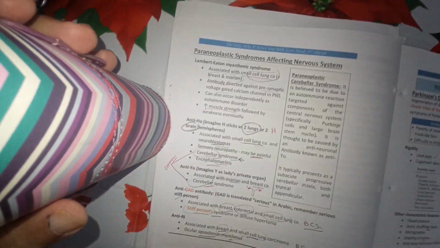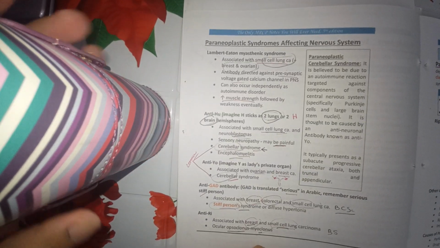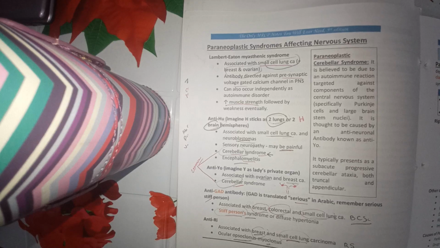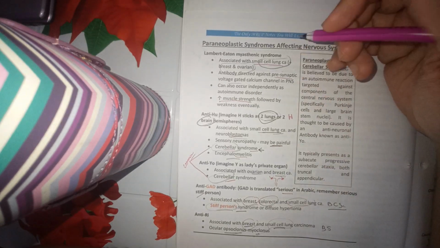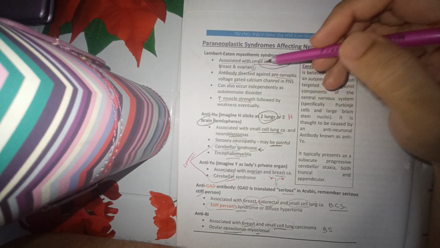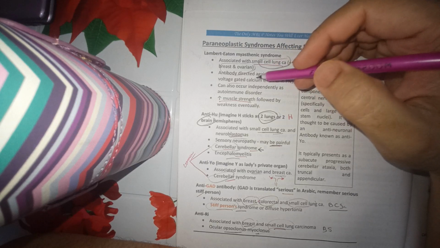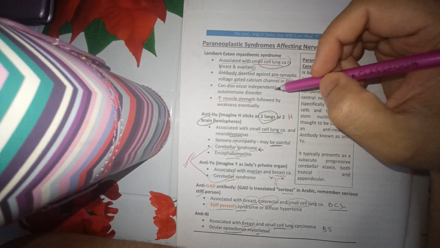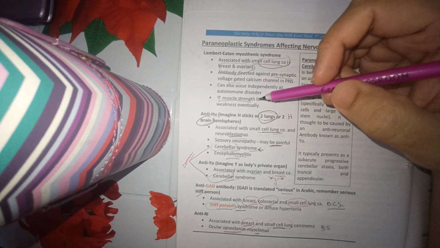Okay, the next part is paraneoplastic syndromes affecting the nervous system. Lambert-Eaton myasthenic syndrome is basically a paraneoplastic syndrome associated with small cell lung cancer, breast and ovarian cancer. There are antibodies directed against presynaptic voltage-gated calcium channels in the PNS; it can also occur independently as an autoimmune disorder. Muscle strength increases, followed by weakness eventually. Increase followed by weakness.